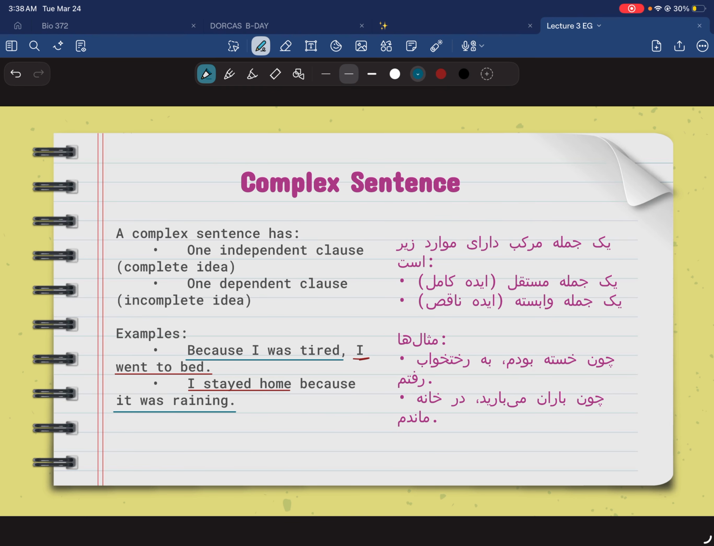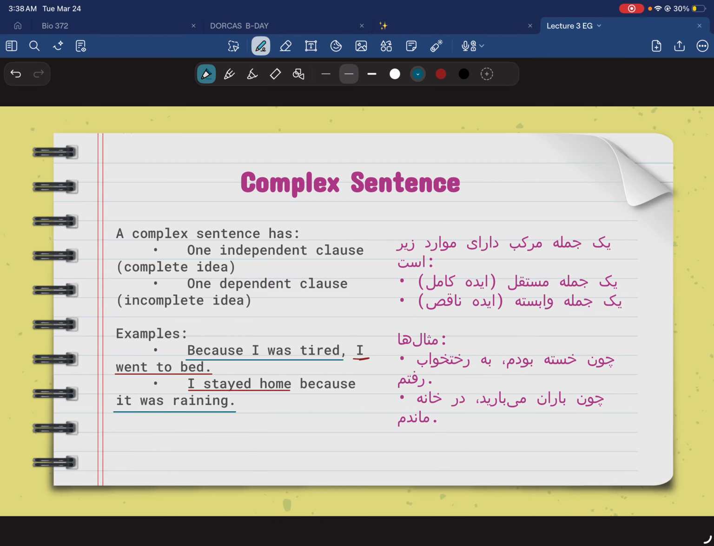Because you were tired, what? That is going to be the incomplete idea. That is not complete until we put the independent clause here, which is the complete idea. So it becomes, because I was tired, instead of leaving us hanging, I went to bed. And that is the complex sentence over here.